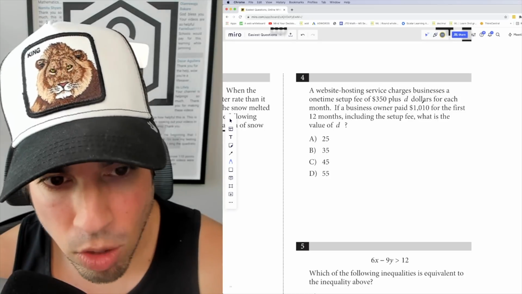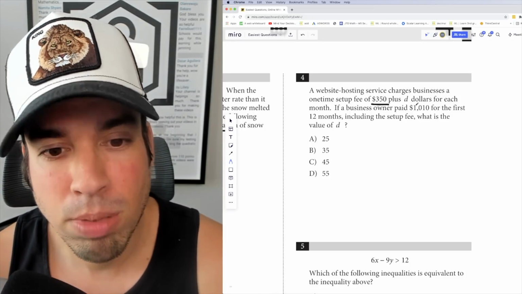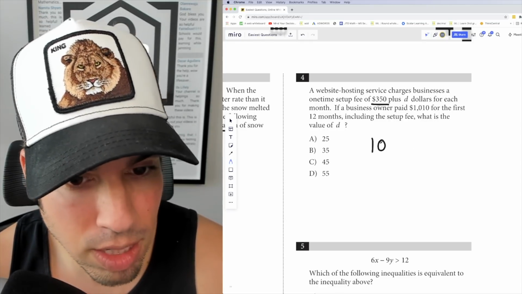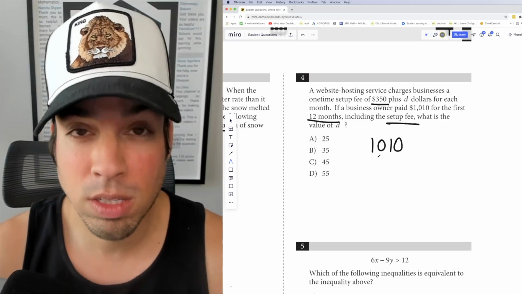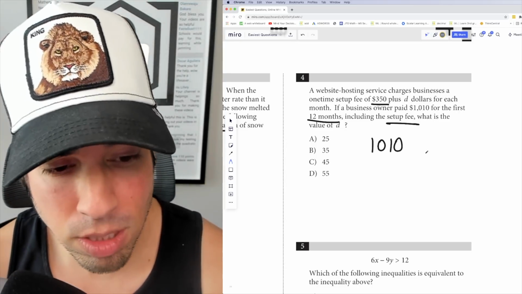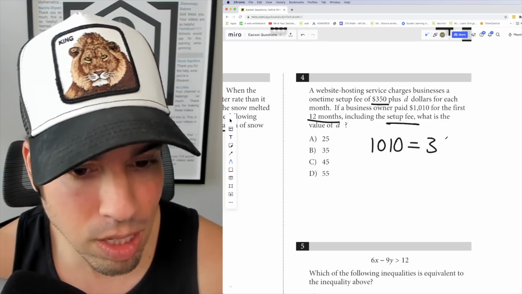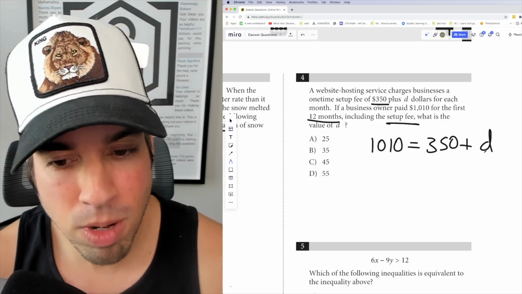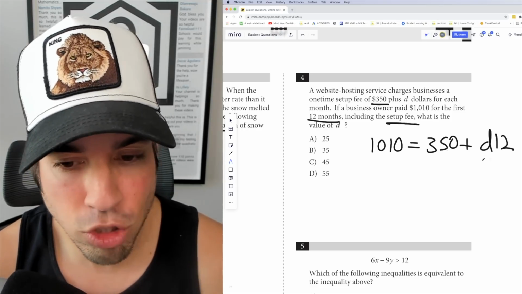Done. A website hosting service charges businesses a one-time setup fee of $350 plus D dollars for each month. If a business owner paid $1,010 for the first 12 months, including the setup fee, what is the value of D? So check it out. We're going to put this into an equation format. 1,010 is equal to this one-time setup fee of $350 plus D dollars per month. But how many months are there? They said for 12 months. So what are we trying to find? We're trying to find the value of D.